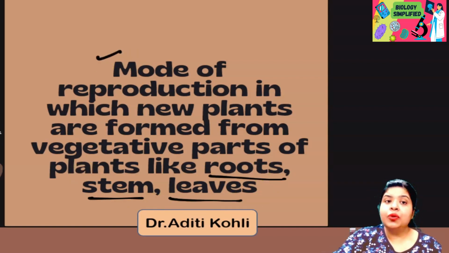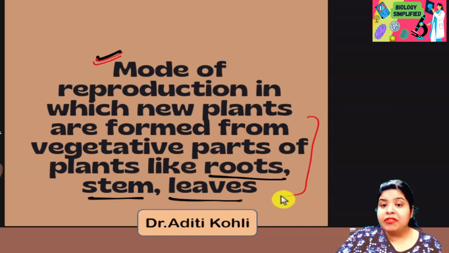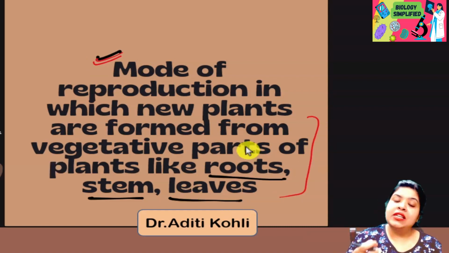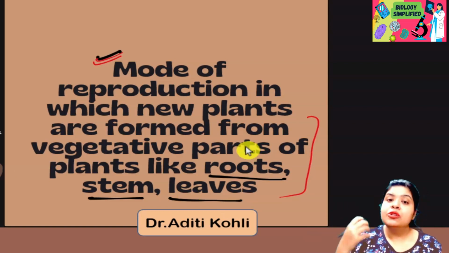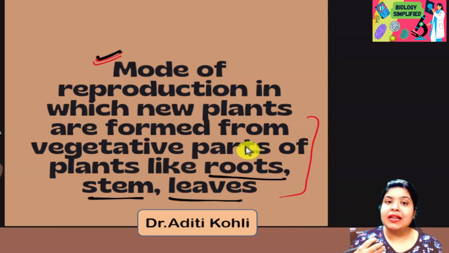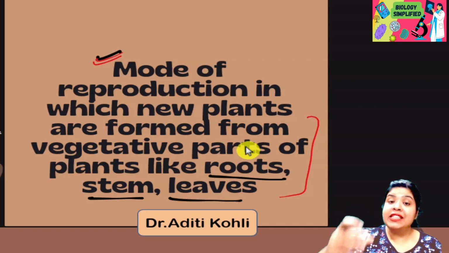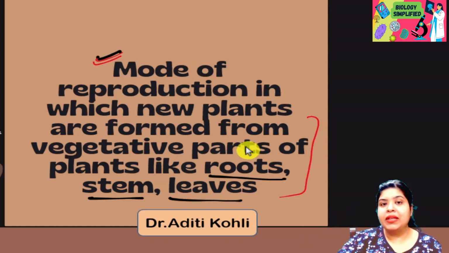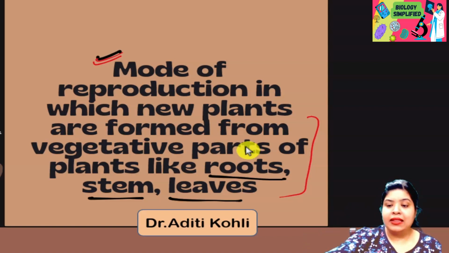So here the new plants are going to be formed by a different mode. And what are these vegetative parts? These are the vegetative parts which are going to produce the new plant. Roots will be planted and they will give rise to a new organism. The stem will be planted and it will give rise to a new plant. Similarly, the leaves can give rise to a new plant. So we say the vegetative parts of the plants form the new plants in this case.